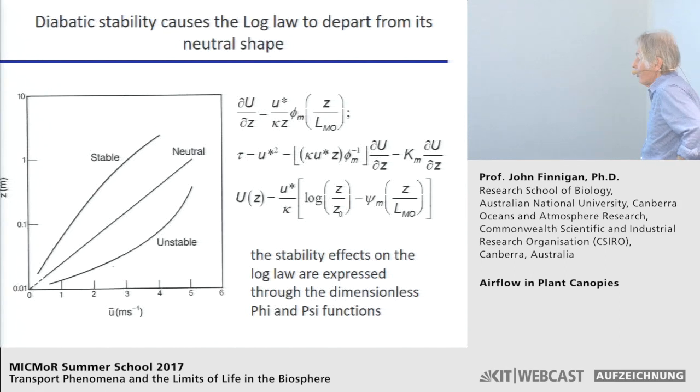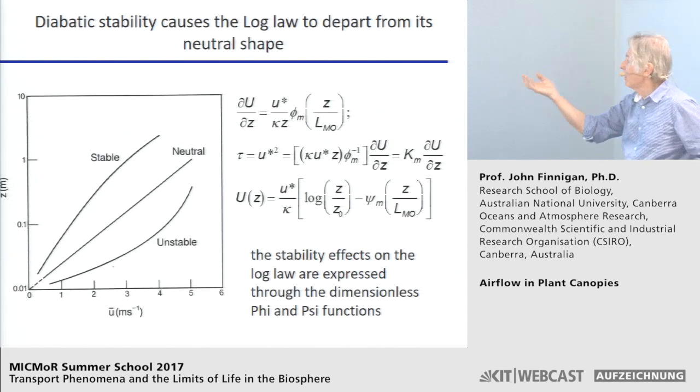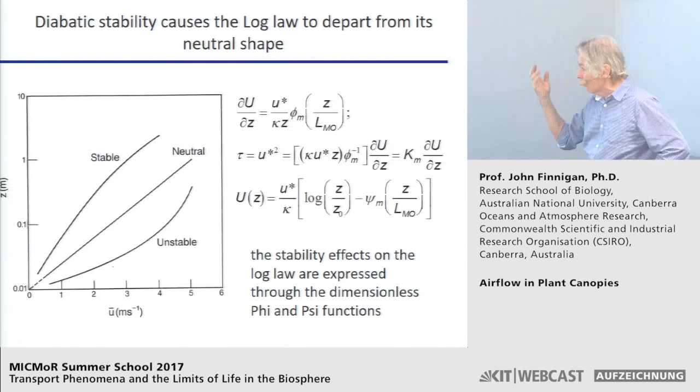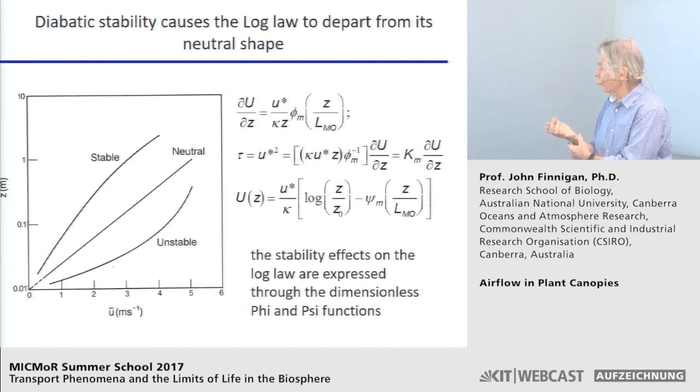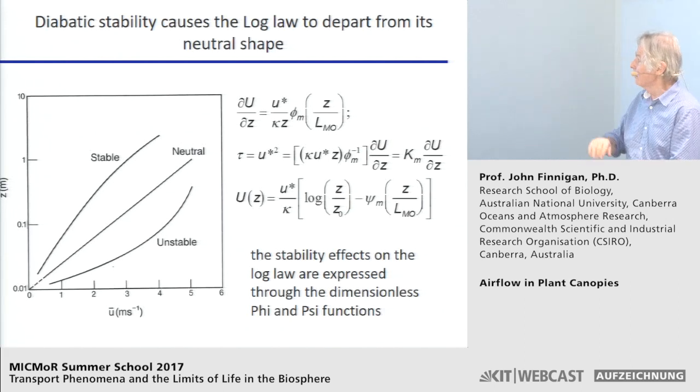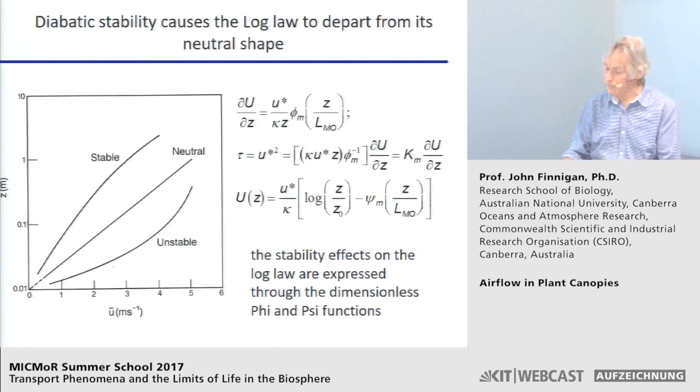If we plot the velocity against z on a log scale, so it's velocity against log z, remember plotting the log law, LMO is just the Monin-Obukhov length, I should have changed that. Then we see that the stability effects are such that the neutral log law is a straight line. In the unstable case, where we've got more turbulence, the mixing causes the velocity profile to be fuller, and on the stable side, it becomes sort of sharper.